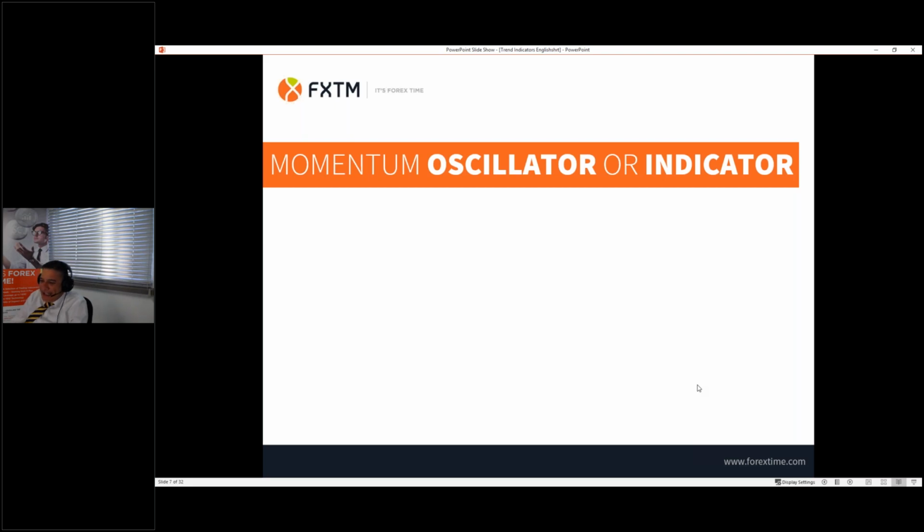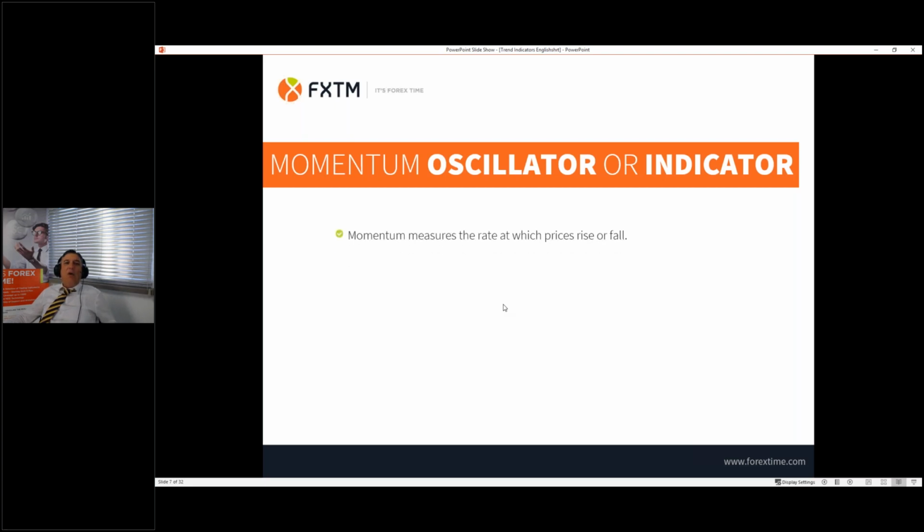Indicator, oscillator, you can perceive these as tools. Let's say they are tools, and I will explain in a while. All right, let's go on. For the scope of this webinar, we can use the terms indicators and oscillators interchangeably.